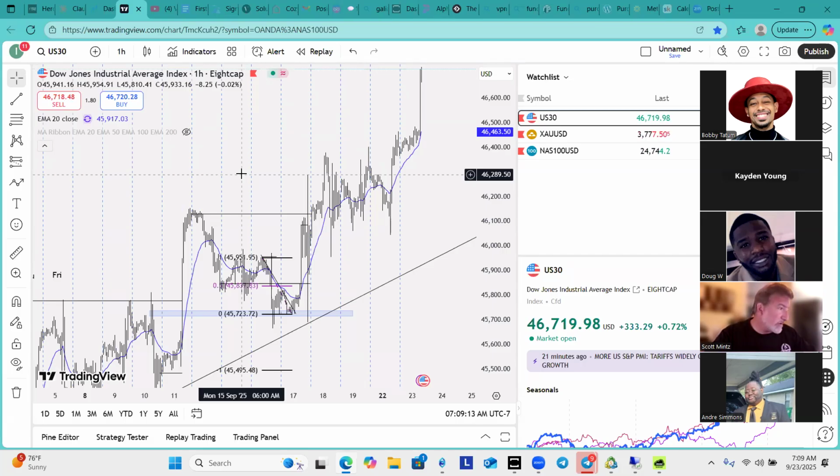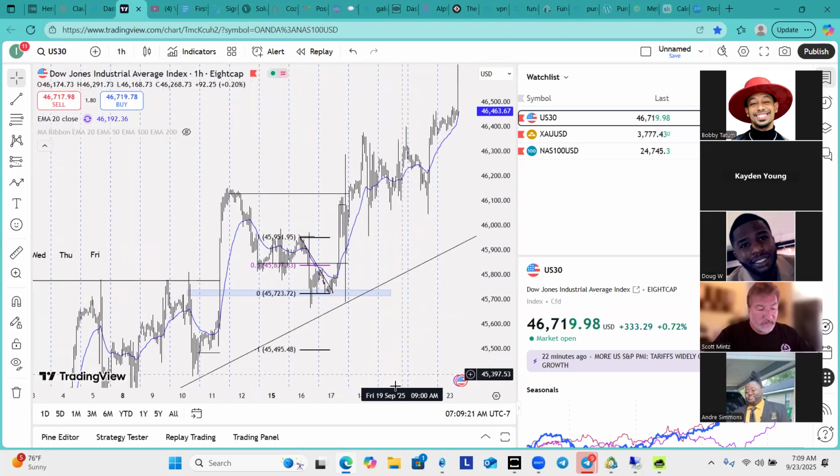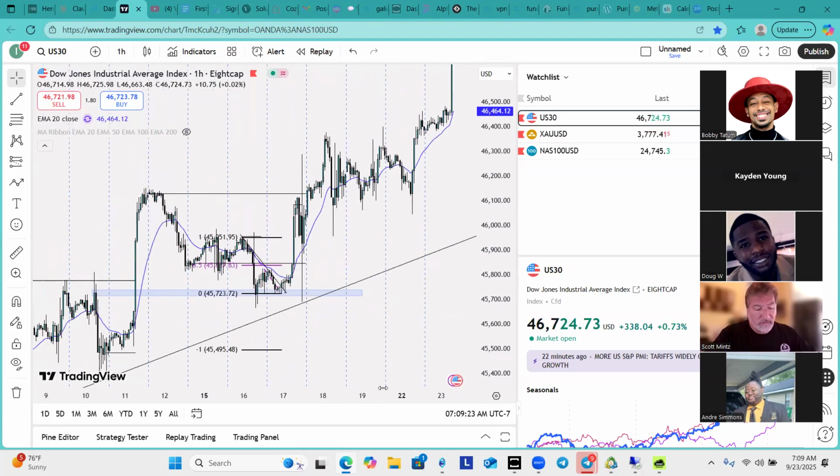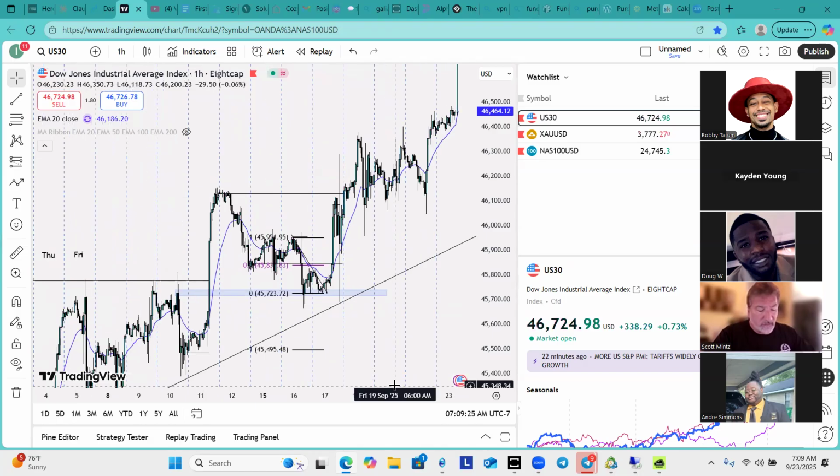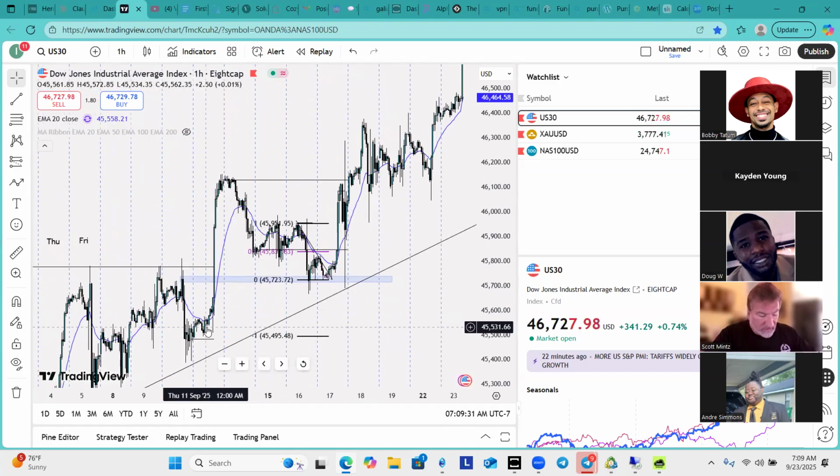Other than that, take the easy layup. The easy layup is trading with the trend. The trend is your friend. Trade with the trend. So I want to go over these last two setups and I want to show you why they are A plus setups. All right, so let's start with this first one.